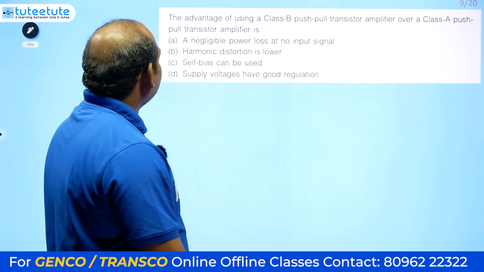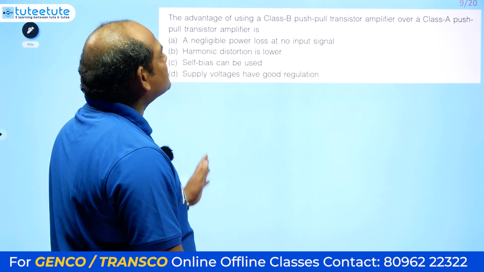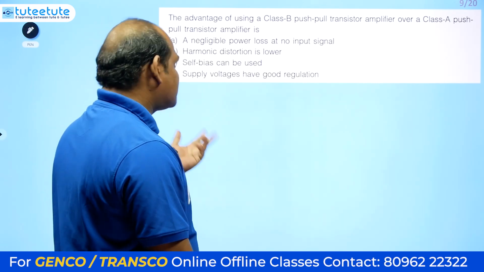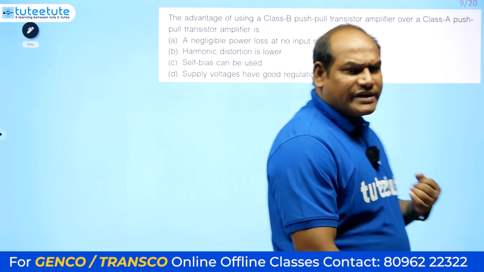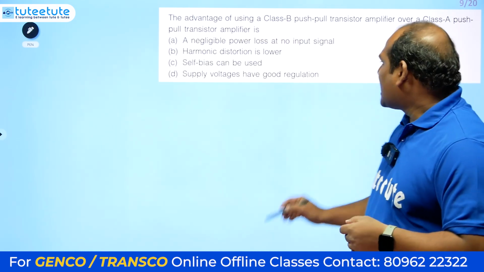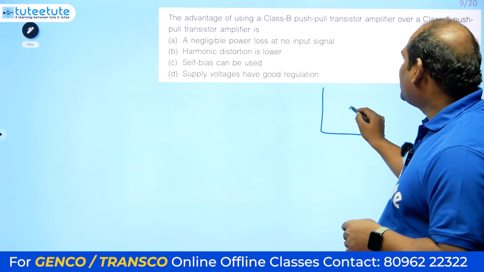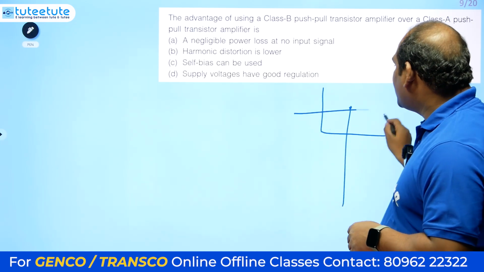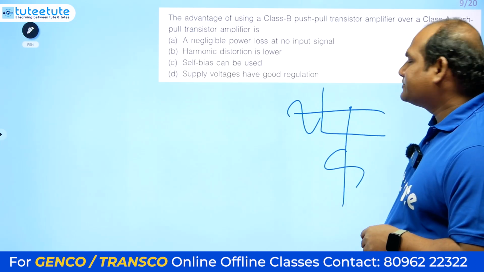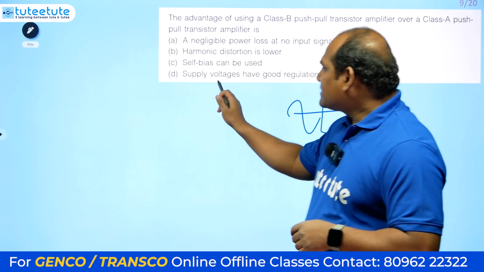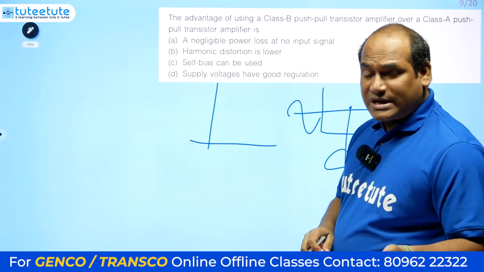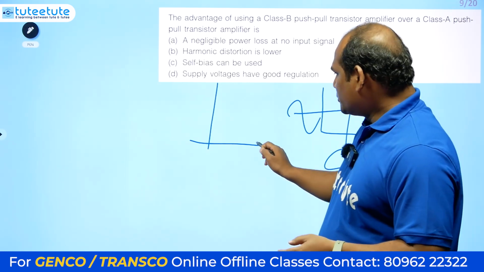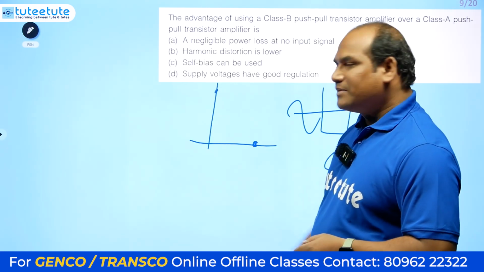Next question we'll see: what is the advantage of using a class B push-pull transistor amplifier over a class A push-pull transistor amplifier? In class A, the operating point will be in the middle of the active region, so the advantage is faithful amplification. But in class B, you use 2 transistors and each transistor will be either in the cutoff region or in the saturation region. So it may be here or it may be here.